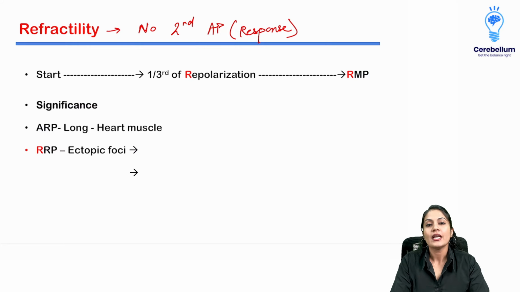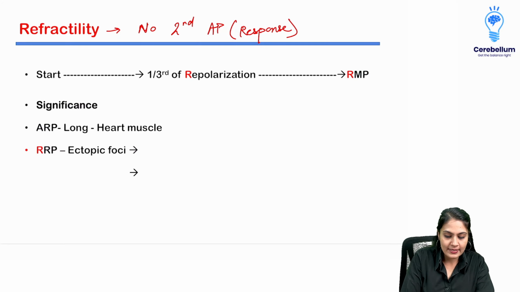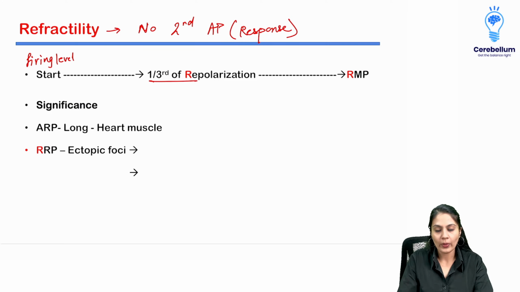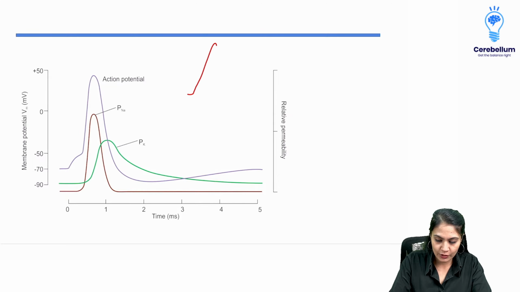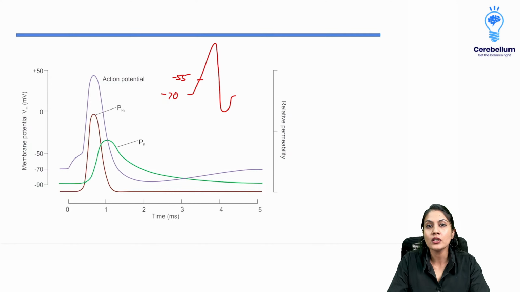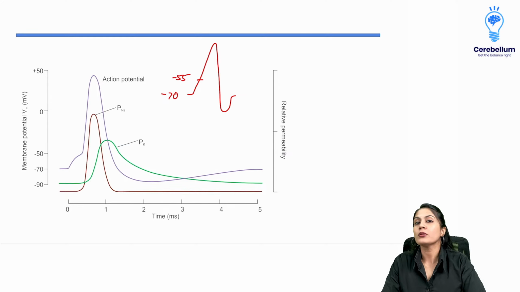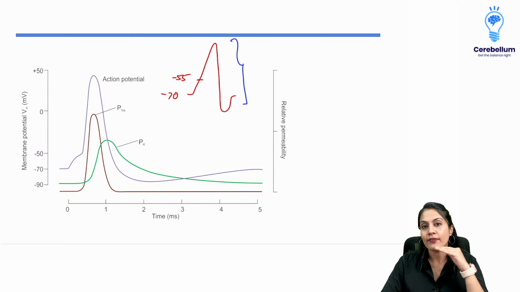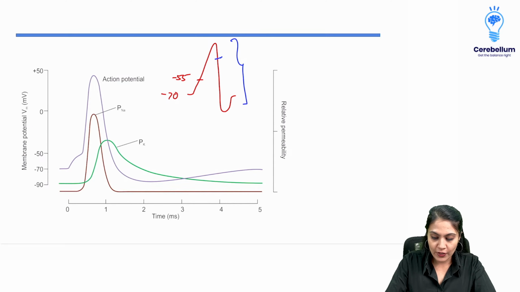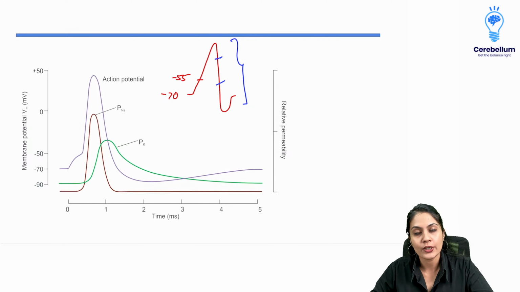Now understand, from the beginning, or we can say from the firing level, if I go towards the 1/3 of repolarization, what I mean by 1/3 of repolarization, let's say that this is the action potential of the neuron from minus 70 to minus 55. I'm going to have the firing level. And from here, I'm going to go towards the spike potential. Now, when I'm returning back from the spike potential towards the RMP, that phase is known as repolarization. If I make three parts of repolarization, the first part will end over here and the second part will get over by this time.